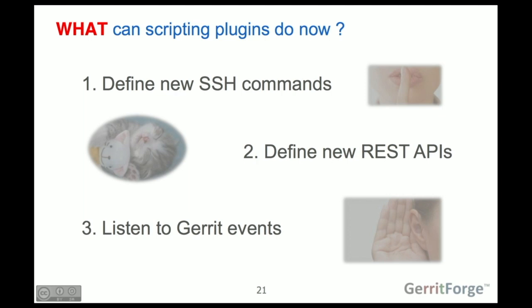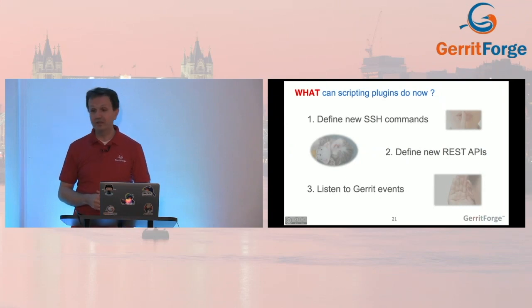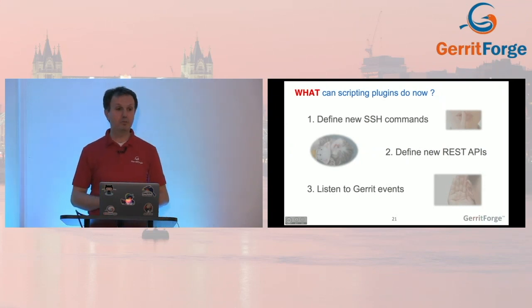Define new REST API. Some of the people say, listen, my organization wants to have a custom create project command. Can I get a new API that does it? Yes, you can do it. You don't have to be a Java developer contributor to Gerrit. You need to know some basics about the Gerrit API, but then you can just create a new REST API for doing what you want.